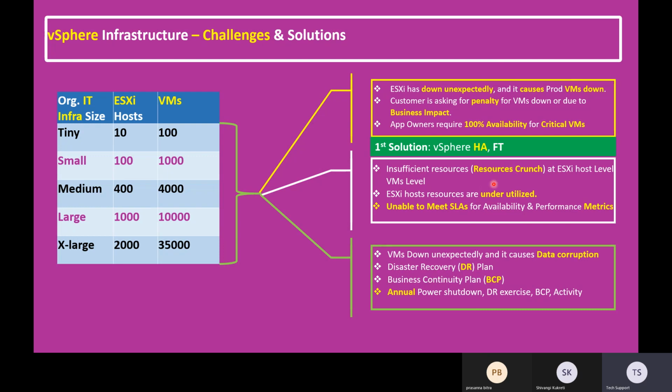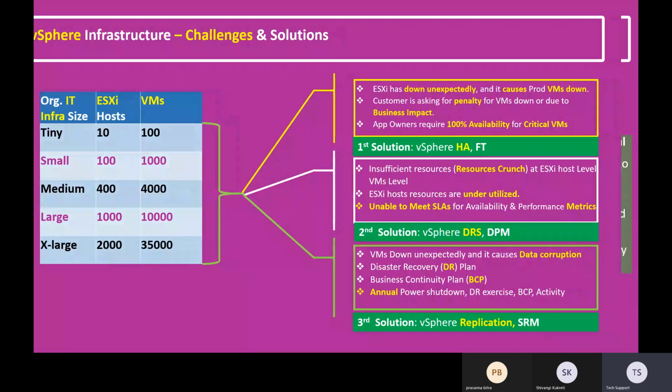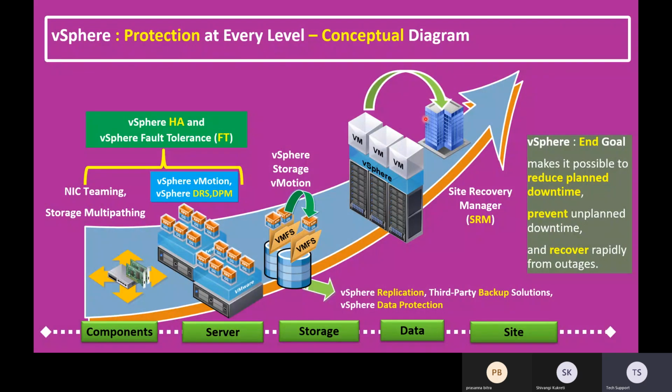And for resource crunch and underutilized scenarios, we'll go for DRS and DPM. And for data protection and site protection perspective, we'll go for replication or SRM. And this is a high level protection at every level conceptual diagram. So DRS, DPM we are familiar with, and HA also. Now we focus on fault tolerance.